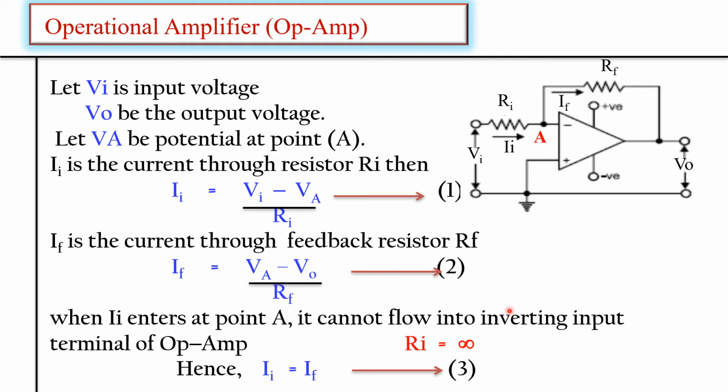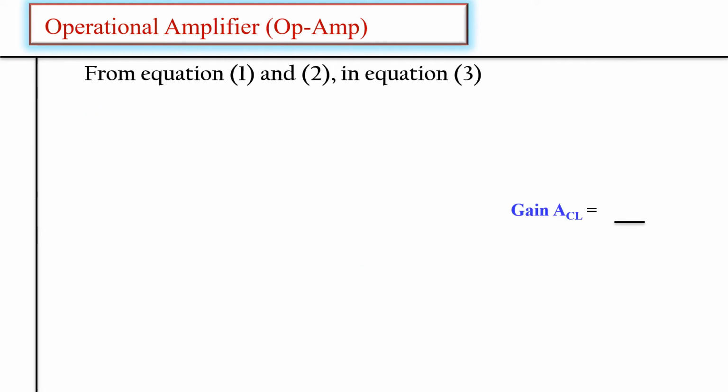The input impedance of the op-amp is infinite, so no current will flow inside the op-amp. Hence we can say all current which is passing through Ii is available at Rf. Hence Ii is equal to If, equation number 3. So the left hand side is equal, so the right hand side of equations 1 and 2 should be equal. Clear? So from equations 1 and 2, we can write that Ii is equal to If, right?